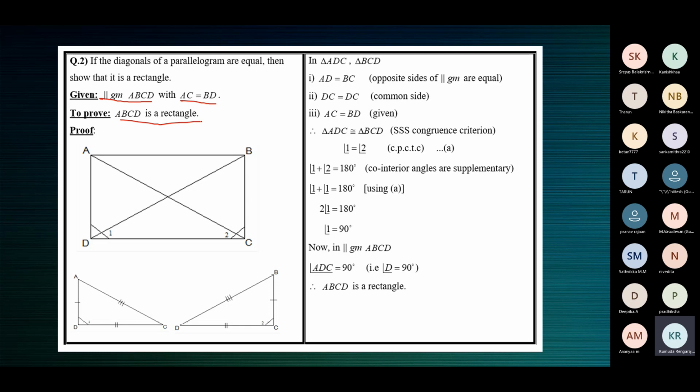To prove it's a rectangle, we need to use a definition. What is a rectangle? It's a parallelogram in which one angle is a right angle. But ABCD is already given to be a parallelogram, so half the work is done. We just have to prove that one angle is a right angle.